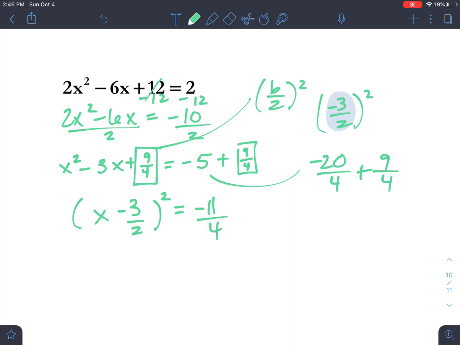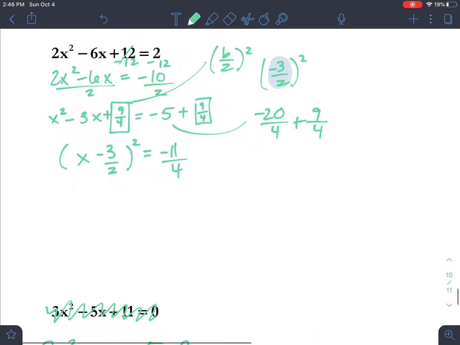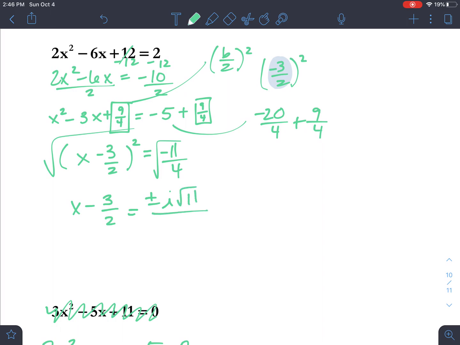And so would I pick completing the square for this problem? So far, I would say probably not, because honestly, I think maybe quadratic formula would have been easier, but we're going to continue on because we can do this. So we take the square root of both sides. We get x minus 3 halves equals plus or minus, don't forget, i root 11 divided by square root of 4 is 2. I add 3 halves over, and here's what I end up with, guys. And you could even rewrite this as 3 plus or minus i root 11 over 2.